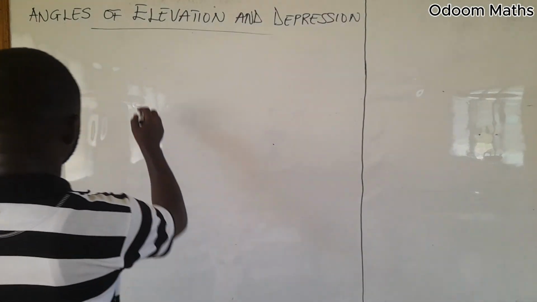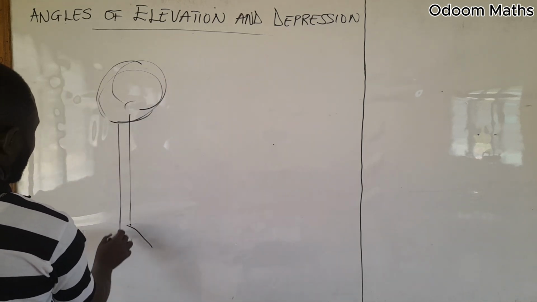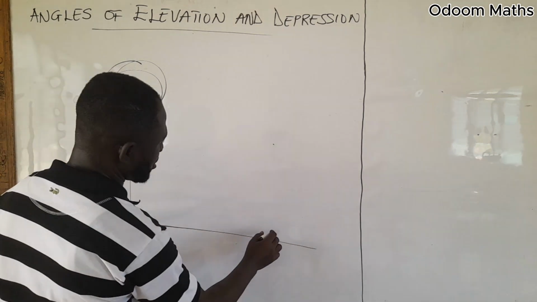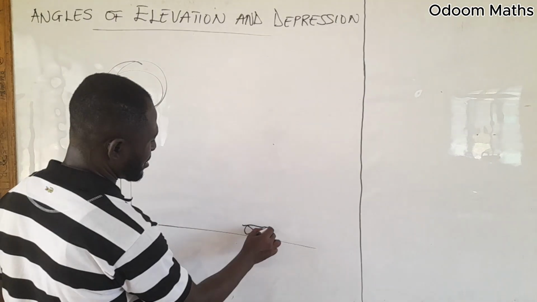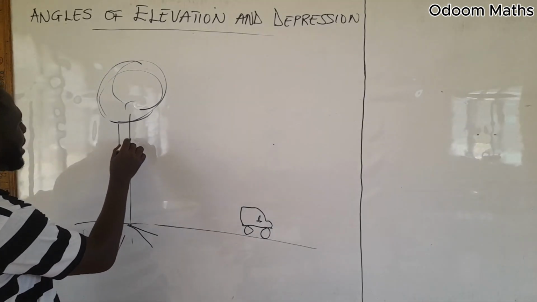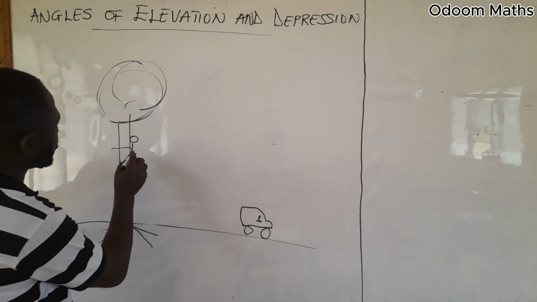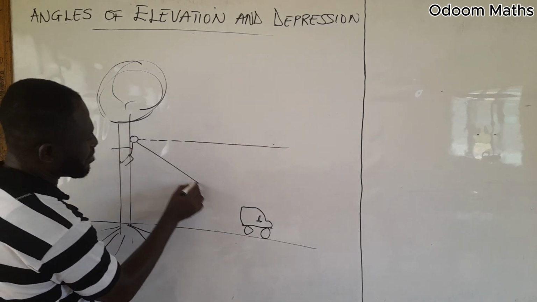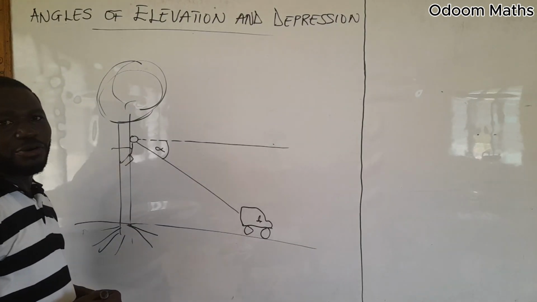So let's assume there is this tree here, and then a boy climbed the tree. When the boy climbed the tree, there was this car also moving. So the boy is somewhere here, climbed to the tree. Okay, so the boy is looking at the car, and this is the eye level. So the angle formed here, let me call it alpha. That is the angle of depression.